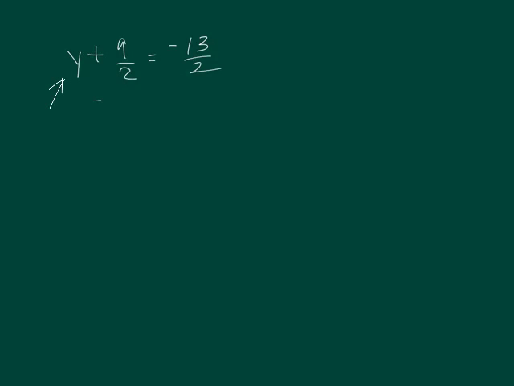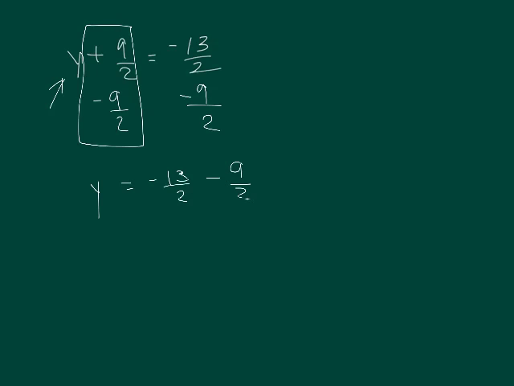So to get it by itself, we take away 9/2 from both sides. Do one thing on one side, you do the same thing on the other. So this then, when I combine those, becomes 0, so all I've got is a y. But now I've got a 13/2 minus 9/2.